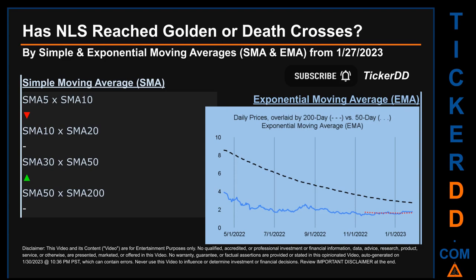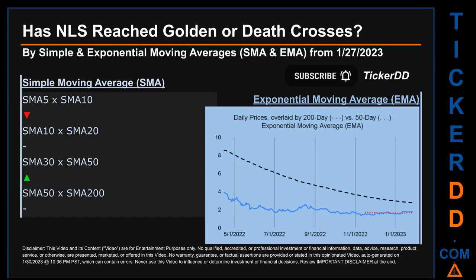Has NLS price reached golden or death crosses? Golden cross and death cross are basic signals that compare average prices across two specified trade day ranges, a short-term versus a long-term range. For example, 5-day versus 10 trade days. Essentially, a golden cross is a bullish signal. It appears when a ticker's short-term moving average crosses above its long-term average. Vice versa, a death cross is a bearish signal when the short-term crosses below its long-term moving average.